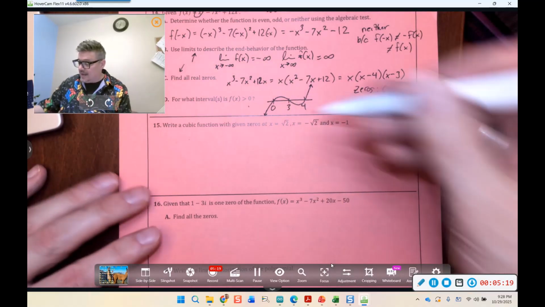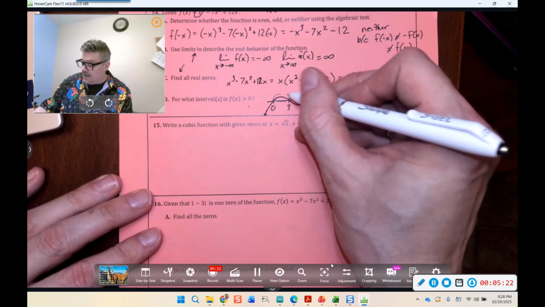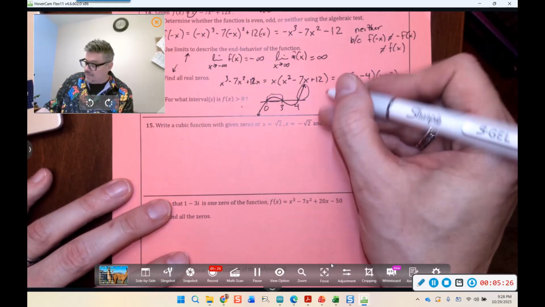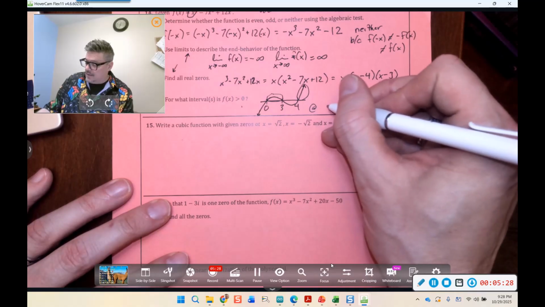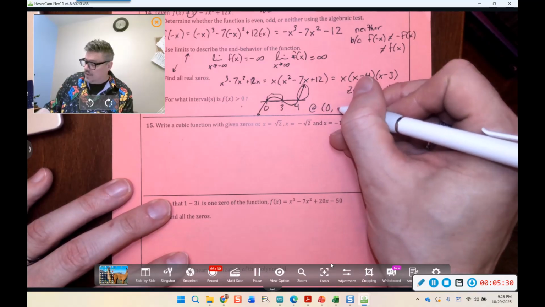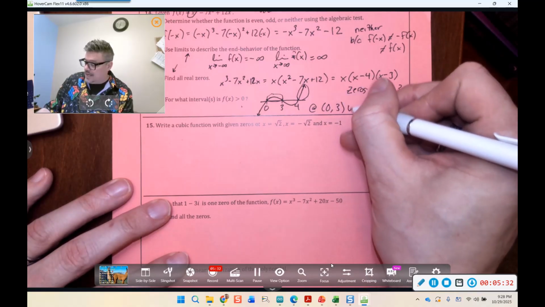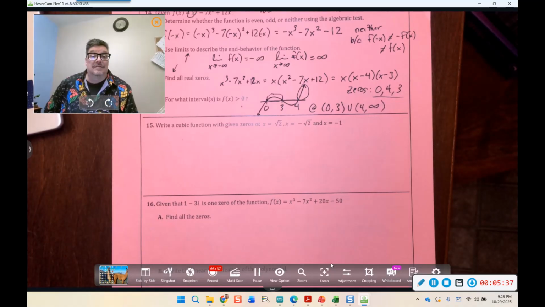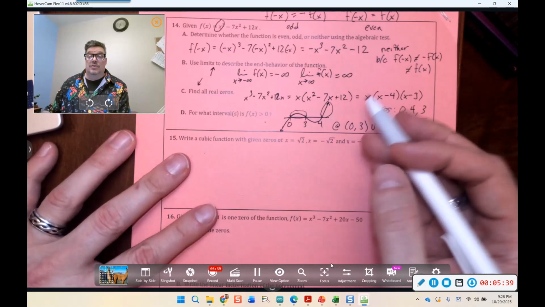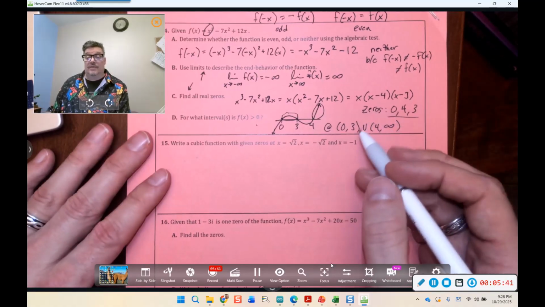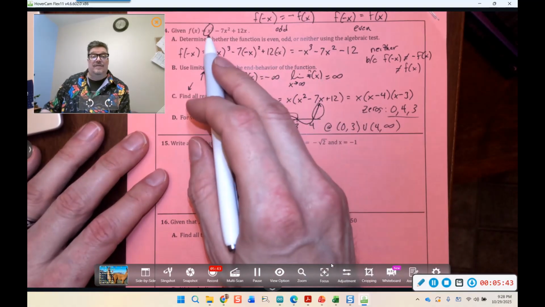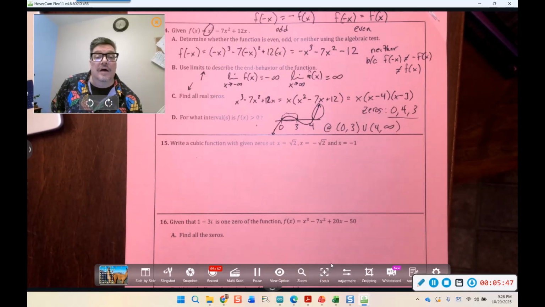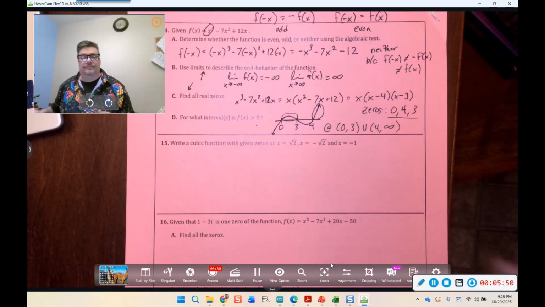So where's this guy positive? Right here and right there. Okay, so he is positive at 0 to 3, and then from 4 to infinity. Okay, that's where he's positive. And you could test this too. You could actually go ahead and plug this into the calculator, put a 5 in here, and just see that he's positive. It definitely looks like he'll be positive.